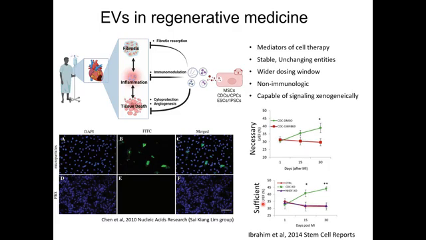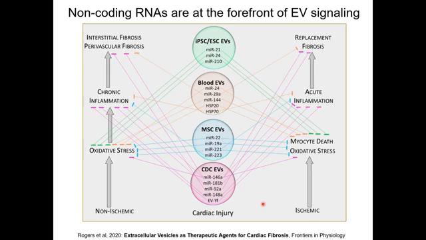The logical step then is to mine the cargo of these EVs and ask, well, what effects are these signals having? And for the better part of 2 decades, we and others have focused on microRNAs. And what you're seeing here are all the different cell types that have been evaluated, or the EVs from all the different cell types that have been effective in cardiac injury. And all we're seeing is microRNAs. And that's all fine and good.